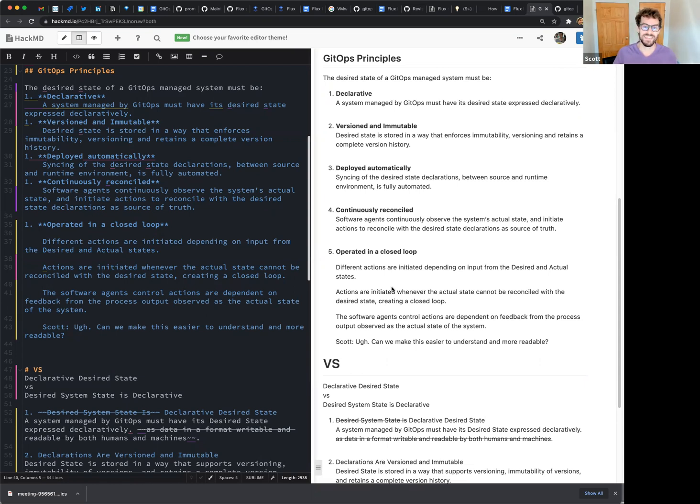I don't know if I have a really good description right now of why a closed loop is important. Well, I'm thinking of if I go to make a change to a PVC, and there's PV protection, so it can't recreate it. It needs to be deleted and then recreated. You can't just apply it.